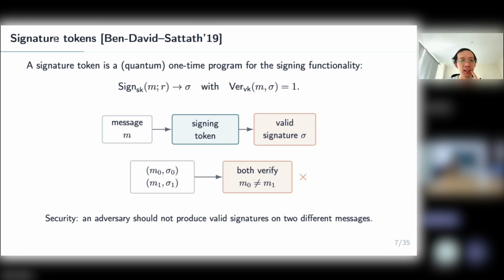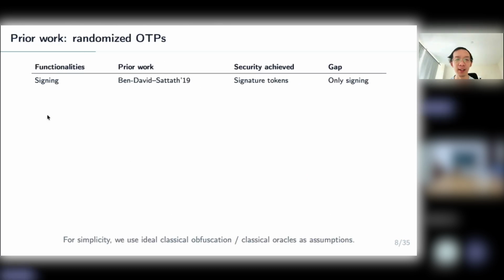Okay, thank you. Yeah, I guess what I want to say, in terms of the perspective of one-time program, signature token and one-shot signature are both a one-time program for the signing functionality. And I guess for this talk, I'm actually interested in extending this in the other direction. Okay, so let me explain.